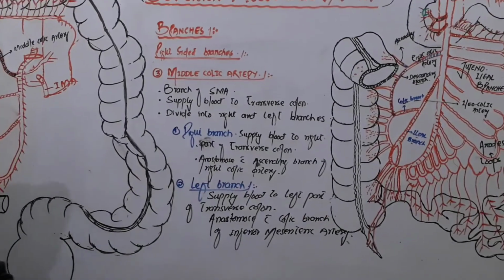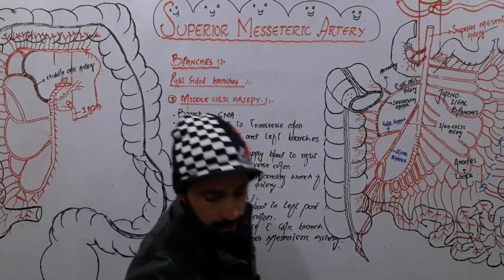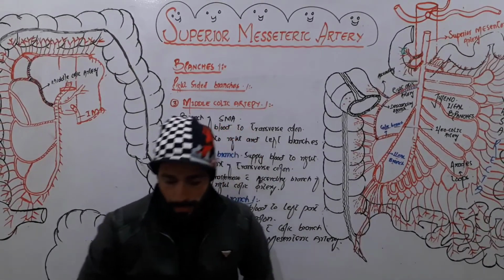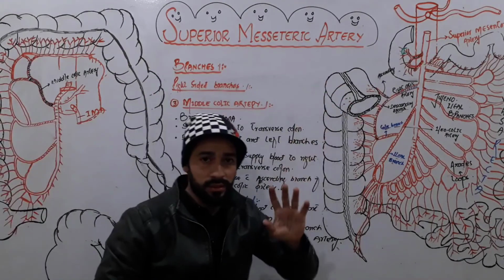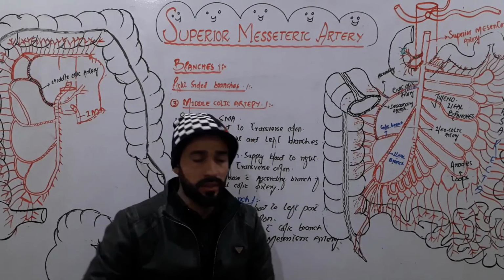Clear, friends? Okay, so that's all, and we are finished with the branches of the superior mesenteric artery. So this was the last lecture regarding that.